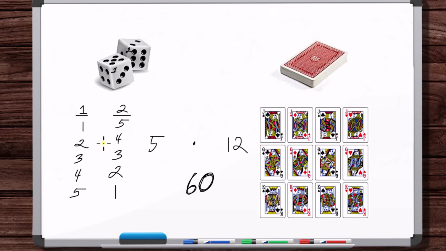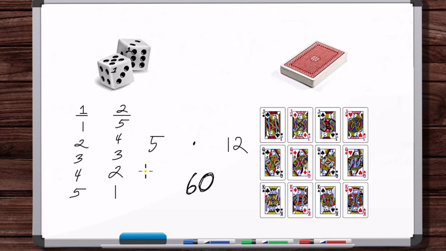Then, okay, we could also roll a 2 on dice 1, 4 on dice 2, and then get any one of the cards. Same thing with 3, 3, 4, 2, 5, 1. That's why you multiply. Those are the total number of different outcomes, and we'll win the $1 million. That's the total number of ways we could roll a 6 and pull a face card.